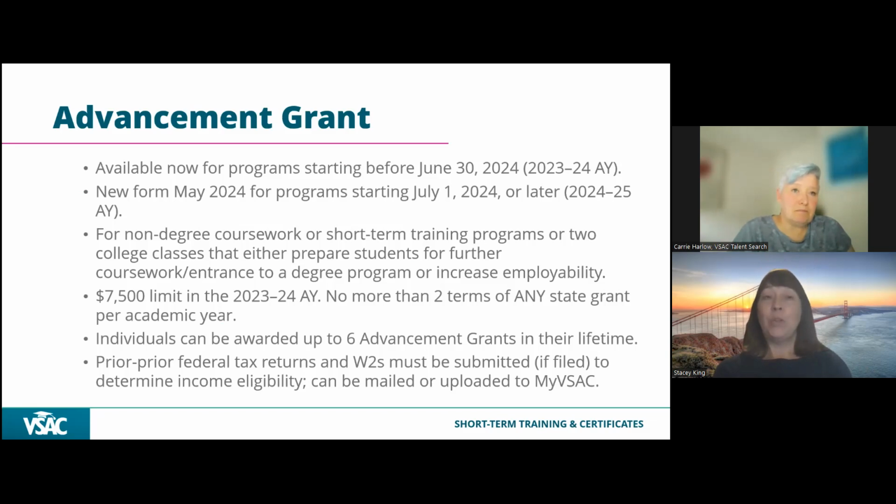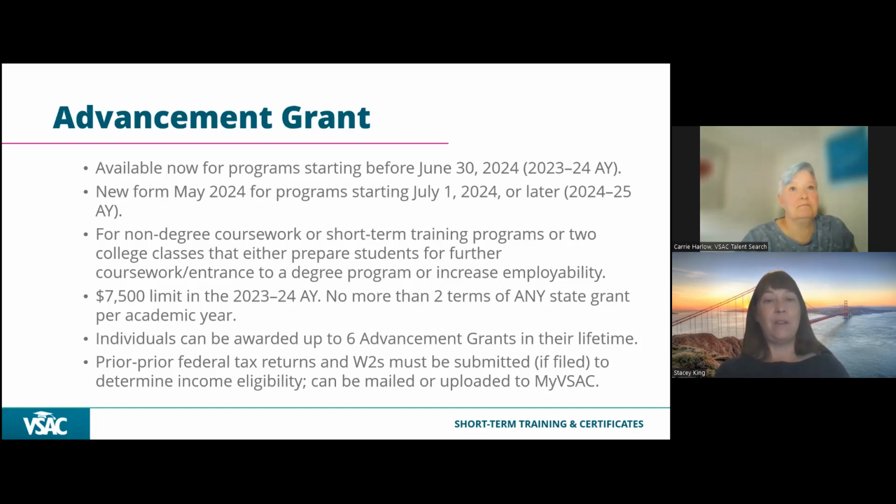You can't have more than 2 terms of any state grant in an academic year, and the limit applies regardless of whether it costs that much for a single term or multiple terms. That's the max you can get. You can be awarded up to 6 advancement grants in your lifetime. And again, it's going to use prior federal tax returns and W-2s. Same idea of not asking for the most recent year because you may not have filed your taxes. And these can be mailed or uploaded within the MyVSAC portal.